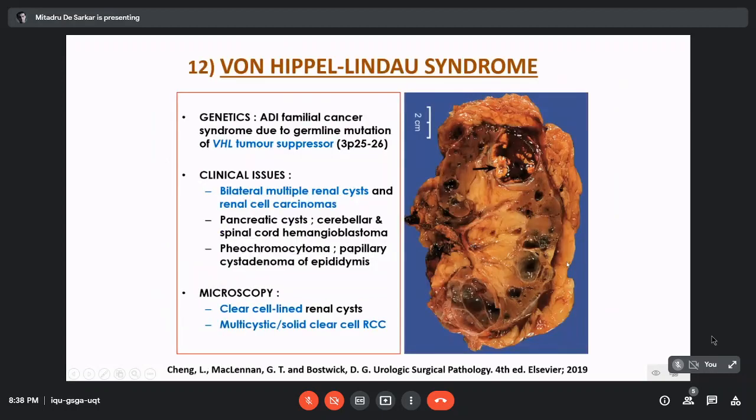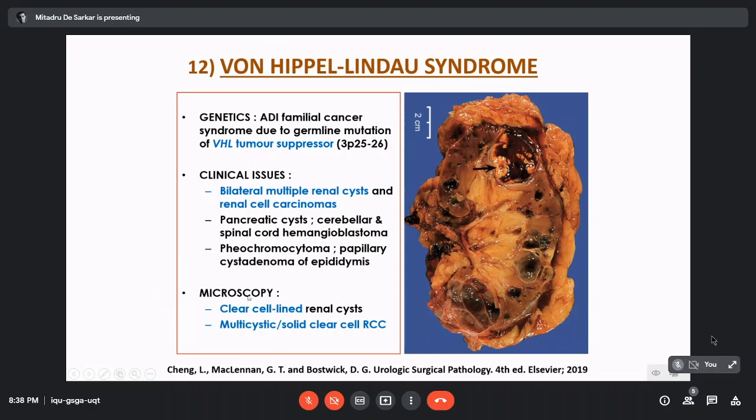The last category of the discussion is another syndrome, which is von Hippel-Lindau syndrome. Here the cysts could be non-neoplastic, but they could be neoplastic as well. So that's one important thing to keep in mind. The most important genetic basis is a tumor suppressor mutation of the VHL gene on chromosome 3p. You have bilateral multiple renal cysts and RCCs. So the multiple renal cysts is what we are actually concerned with.